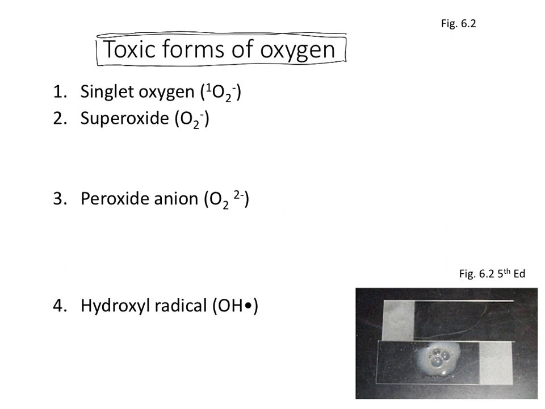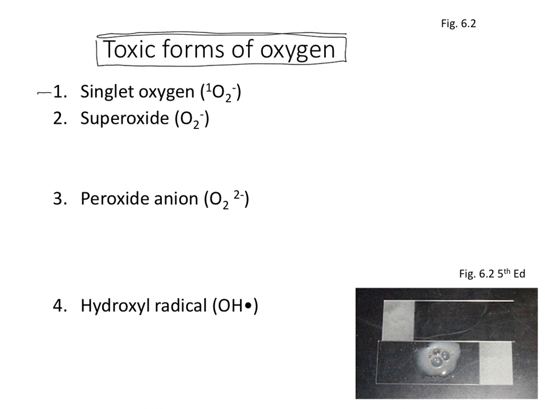So here are 4 toxic forms of oxygen. I want to think a little bit about where these toxic forms of oxygen come from, why they're so bad for cells, and what cells have to do to survive in the presence of these toxic forms of oxygen. And I'm not worried that you know the chemical formula for these. I just kind of put that in there.